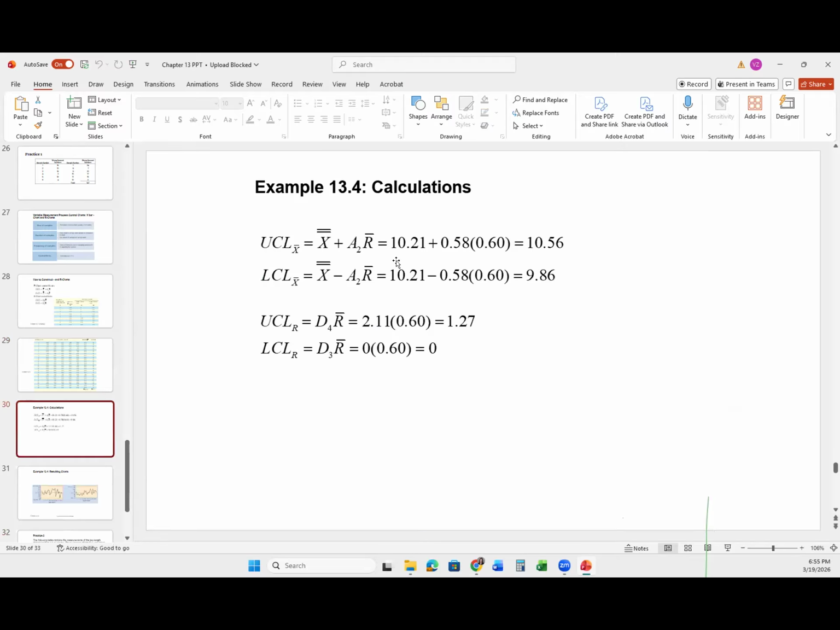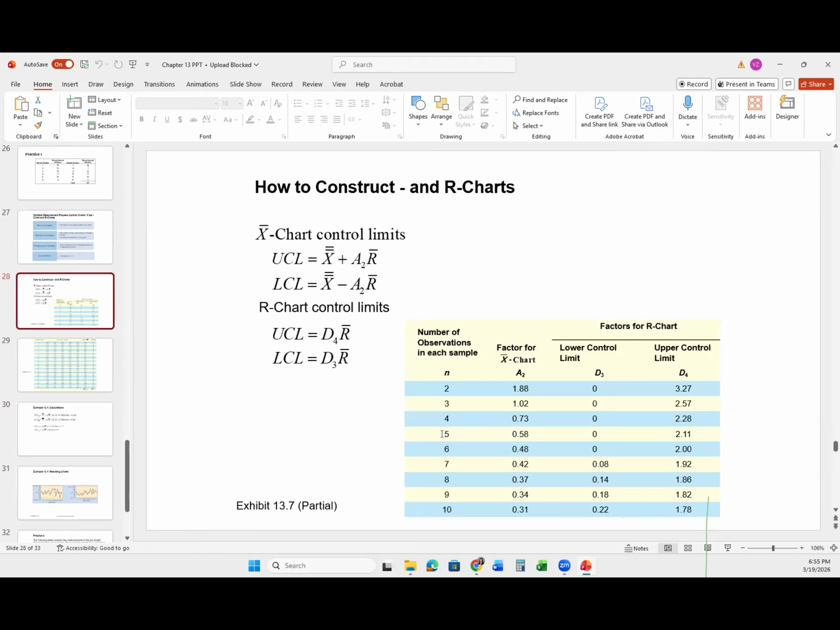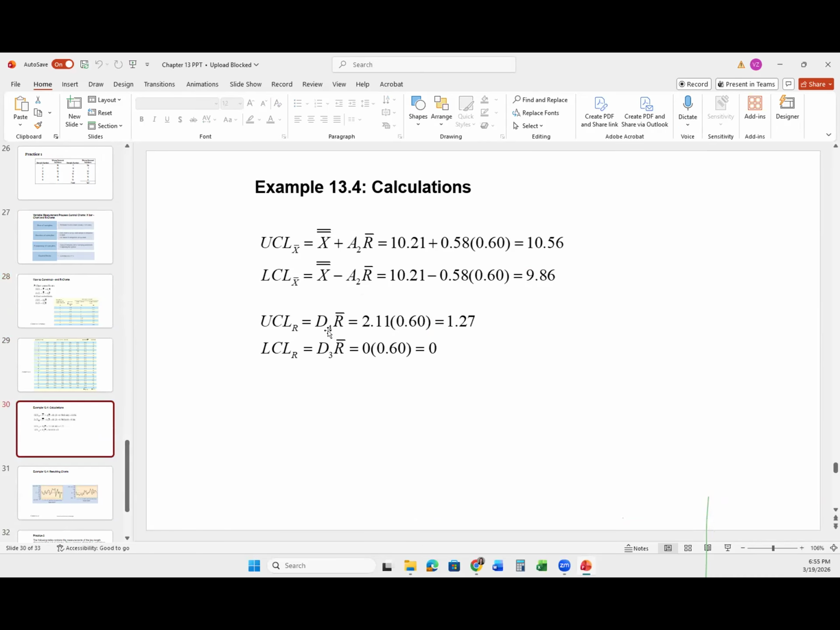Once you got the average range, you will be able to get the upper and lower limits. The upper limit uses D4, because sample size is 5, so D4 equals 2.11, while D3 is 0. So you use D4 times the R bar, which is the average range, then you get the upper limit for the R chart, and the lower limit will be 0. So this is how we got the R chart.